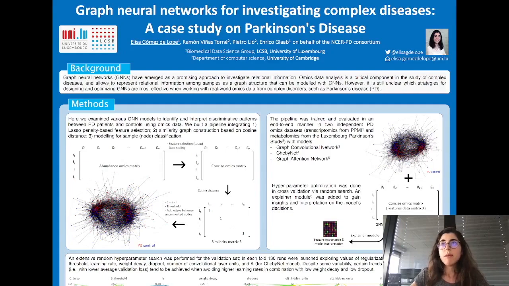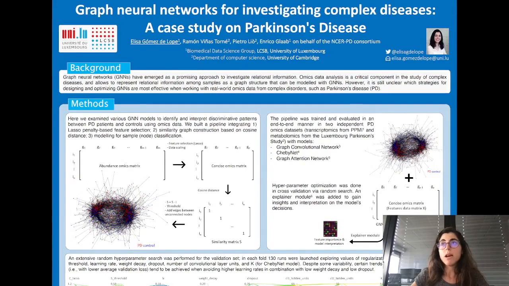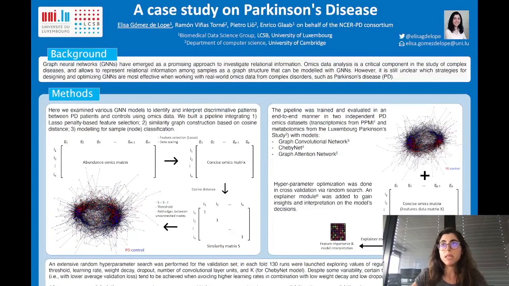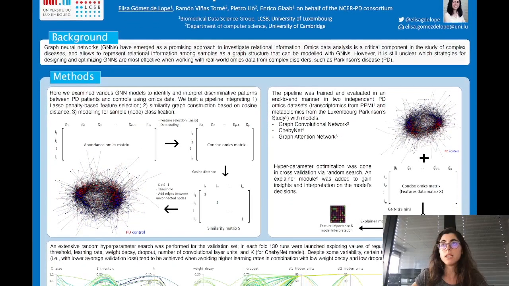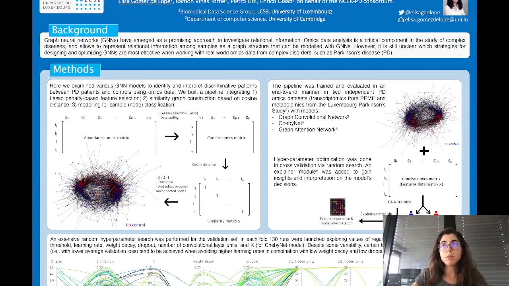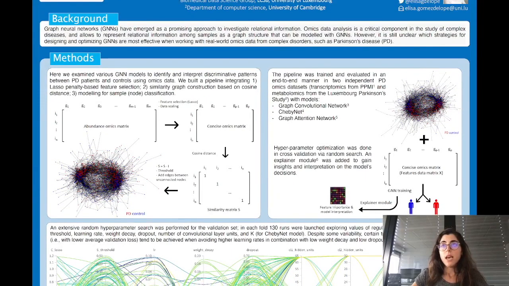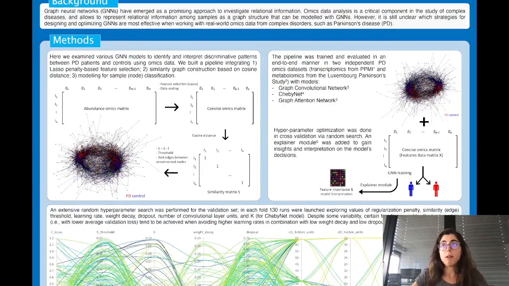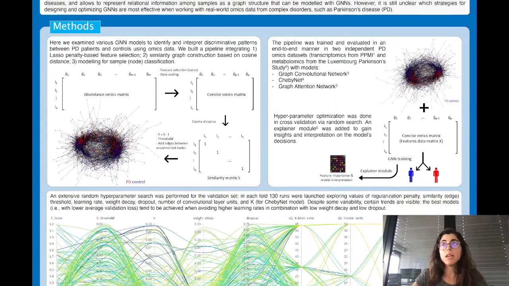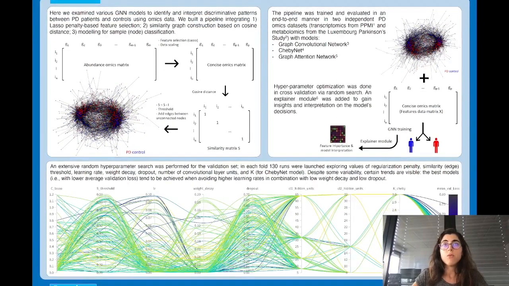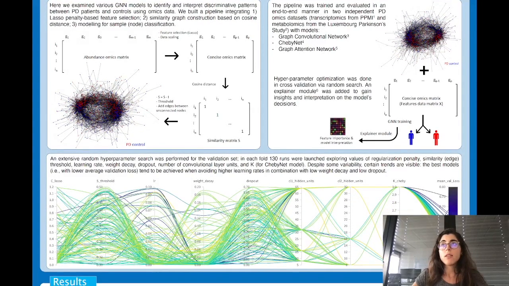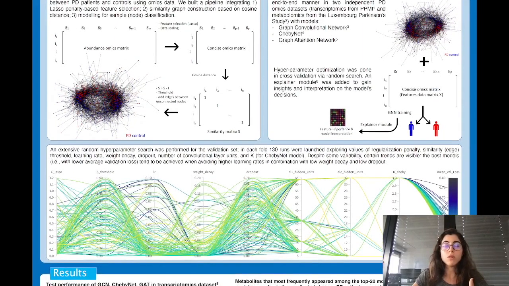Like I mentioned, the pipeline was trained and evaluated in an end-to-end manner in two independent PD omics datasets and these three graph representation learning models. A thorough hyperparameter optimization was done in cross-validation using random search, and an explainer model was also added to the pipeline to gain insight and interpretability on the model's decisions.